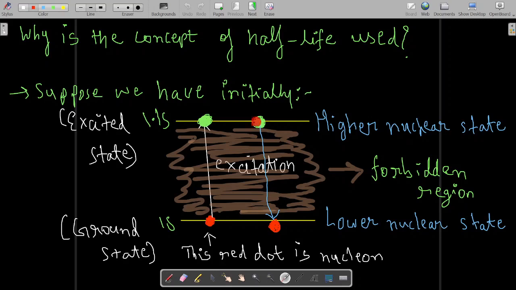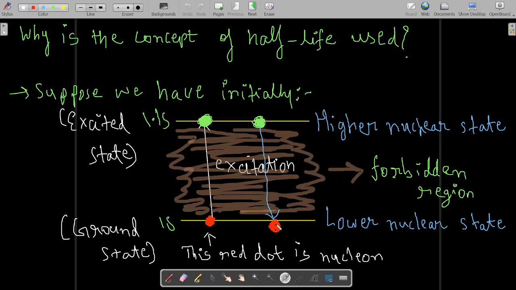So there is only one nucleon which we are talking about in each of the atoms. First of all we have 10 to the power 23 atoms. In those 10 to the power 23 atoms, we have 10 to the power 23 nuclei, because each atom will have one nucleus. So 10 to the power 23 atoms will have 10 to the power 23 nuclei, and in those 10 to the power 23 nuclei, one nucleon is being considered which was excited.